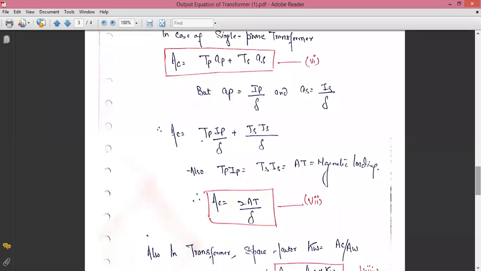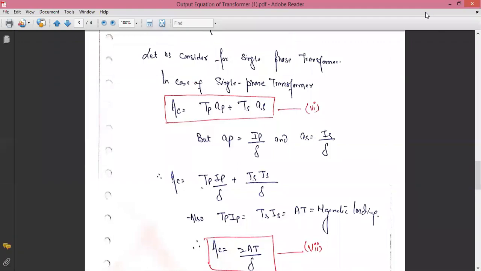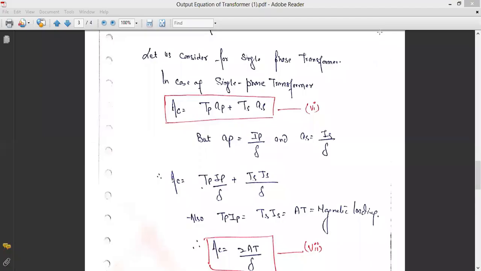Up till equation number 7, anybody having any doubt, he or she can ask me. Clear up to equation number 7? Yeah, it is clear. Yes, sir. Shall I continue?